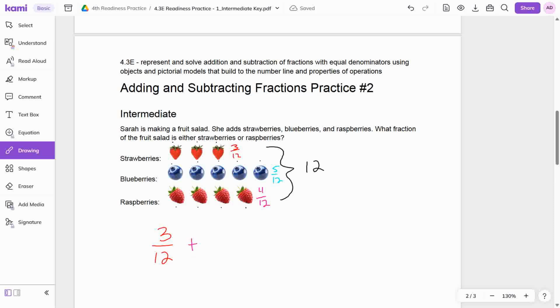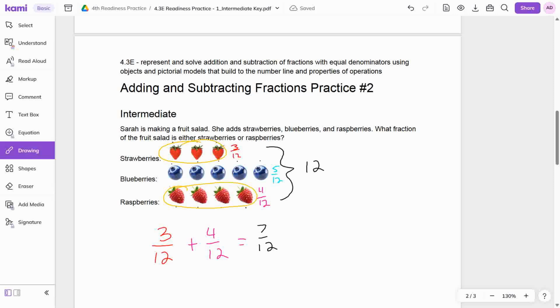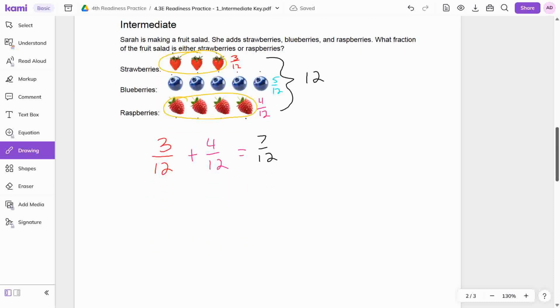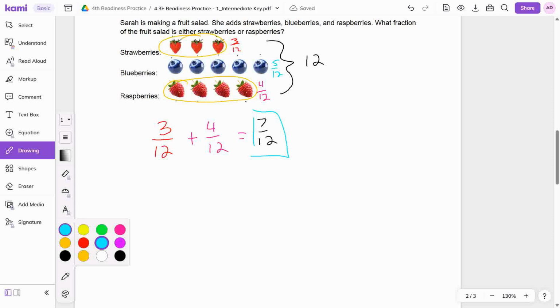So I've got a 3/12 and I've got a 4/12. And so what is that going to equal? Well, altogether, we're going to equal 7/12. And so we know that because there are 12 total pieces of fruit here, and look what I've got. I've just got 3 here and 4 here, so really I can just add them. 1, 2, 3, 4, 5, 6, 7. You can add them if they're part of the same whole and they have the same denominator. All right, so we've got that 7/12. Let's go ahead and put a box or something around this so we see this as our answer.